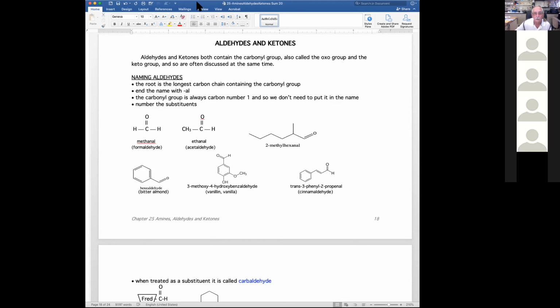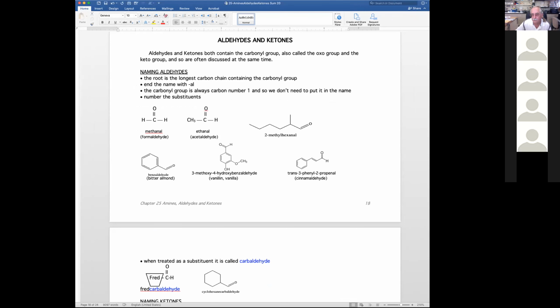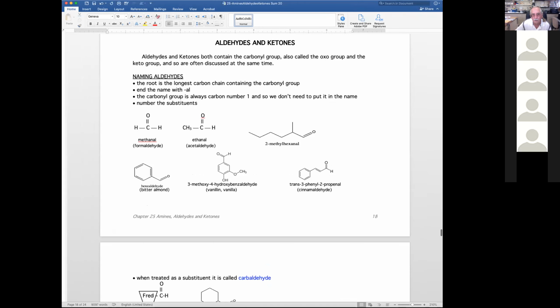Okay, so now aldehydes and ketones. These are usually put together because of their similarities. They both have what's called the carbonyl group. So the carbonyl, also called the oxo group or the keto group, is the carbon to oxygen double bond. Okay.